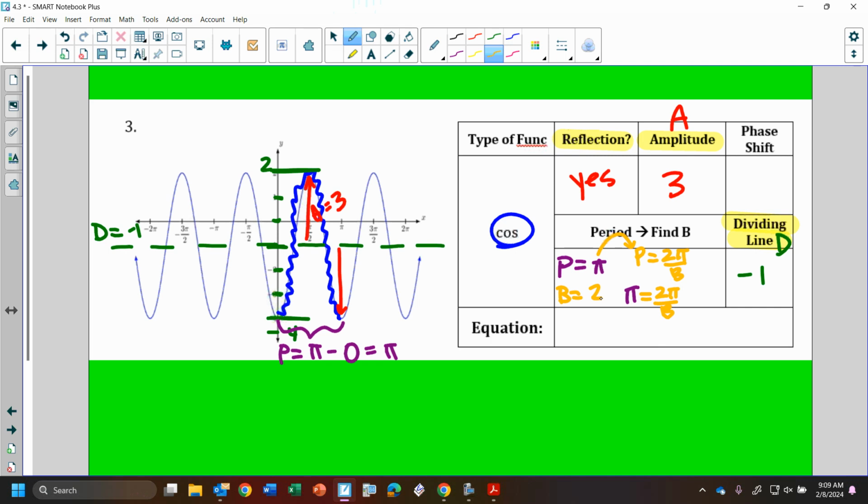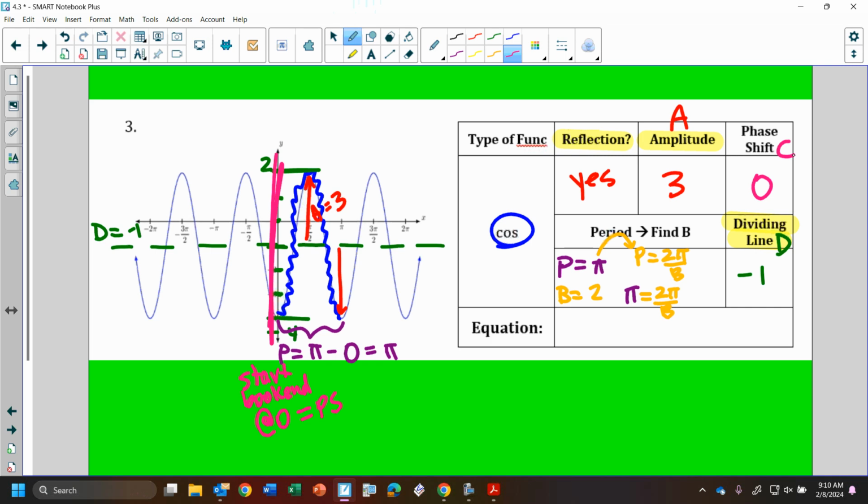Okay, so we know the B. What about the phase shift? Oh, everyone always struggles with this. How do I know where the phase shift is? All about where the graph starts. Okay, so where did we start this cosine graph? At 0. That starting bookend was at 0. That means the phase shift was 0. That is the phase shift right there. Cool. So there is no C value to worry about.